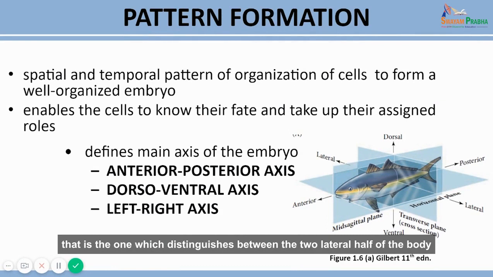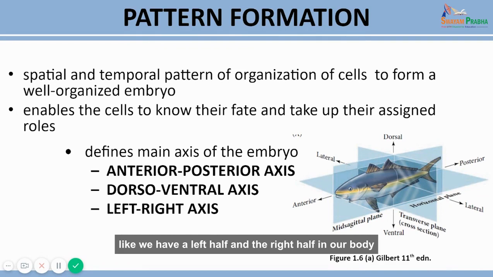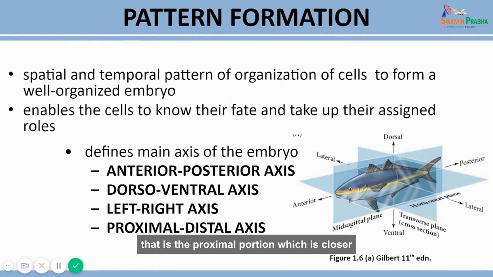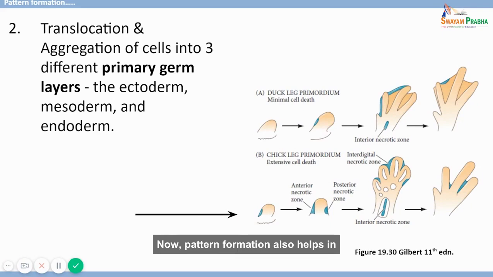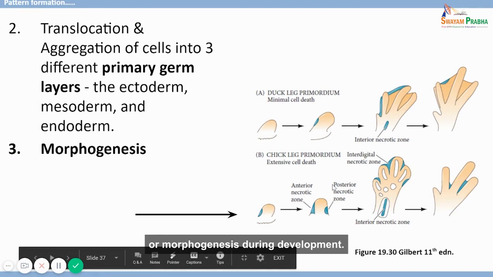That is the one which distinguishes between the two lateral halves of the body, like we have a left half and a right half in our body, and the proximal-distal axis, that is the proximal portion which is closer and the distal one that is far off from the main axis of the body. Like in our arms and legs, we have a proximal region and a distal region, right? Now, pattern formation also helps in translocation and aggregation of cells into three different primary germ layers, that is the ectoderm, mesoderm, and endoderm. Pattern formation also encompasses the change in form or morphogenesis during development.